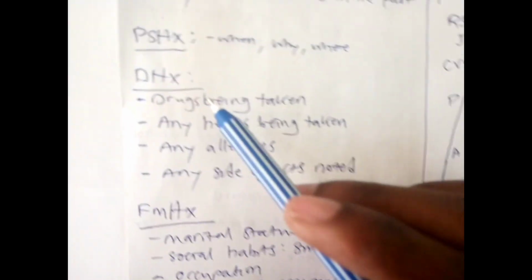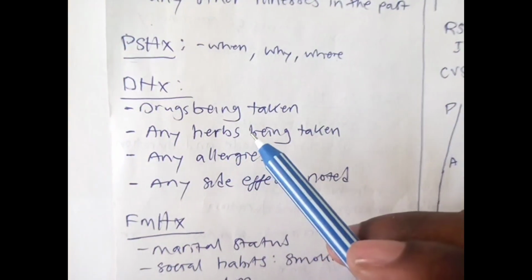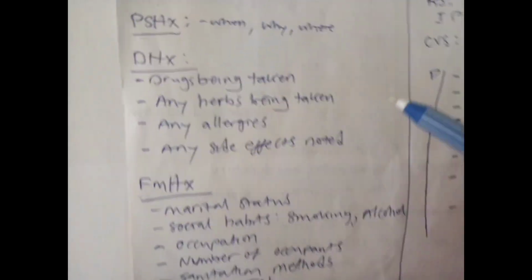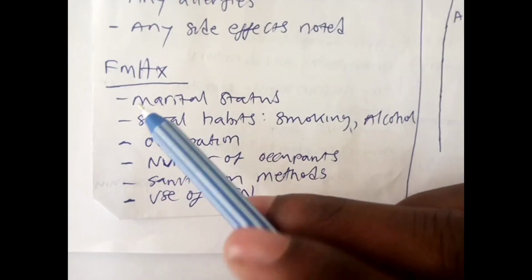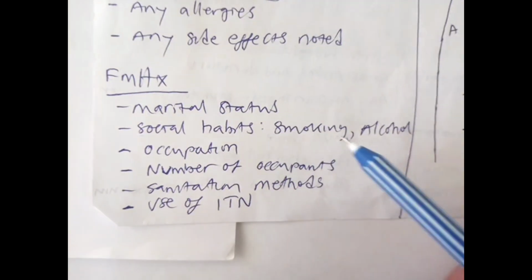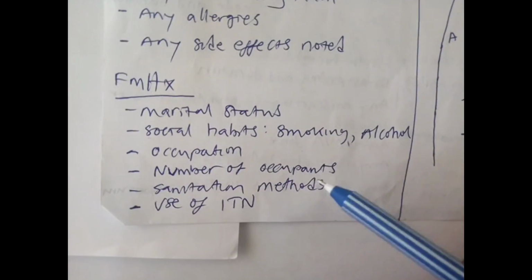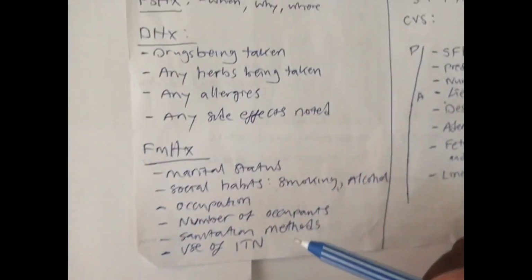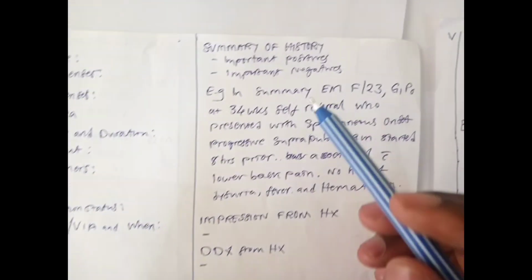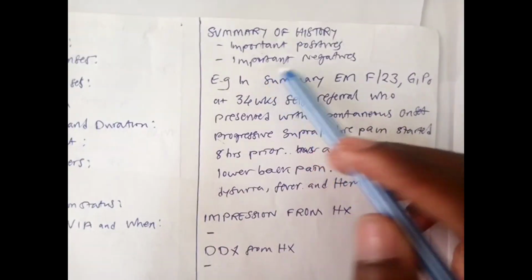So you go to drug history, you ask about the drugs being taken, any herbs being taken, any allergies, any side effects noted. Then you go to family history, you ask for the marital status, social habits, smoking, alcohol, occupation, number of occupants, sanitation methods, use of ITNs. Then if you are clerking in OPD, there's no need for a summary of history. You write your important positives and important negatives.